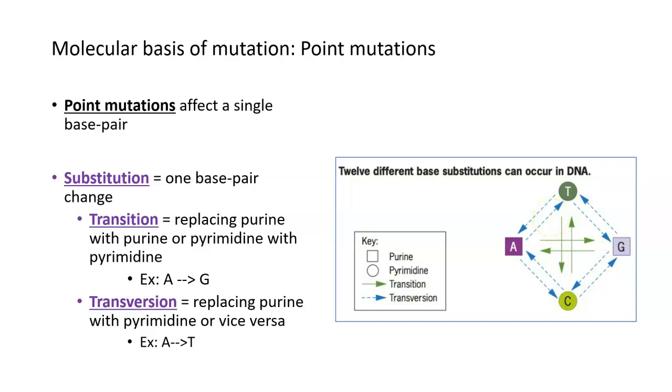The more common of these two is actually a transition. It's more likely that errors occurring during replication are going to replace one purine with another purine, or one pyrimidine with another pyrimidine. So we tend to see more transitions than transversions in errors during replication.